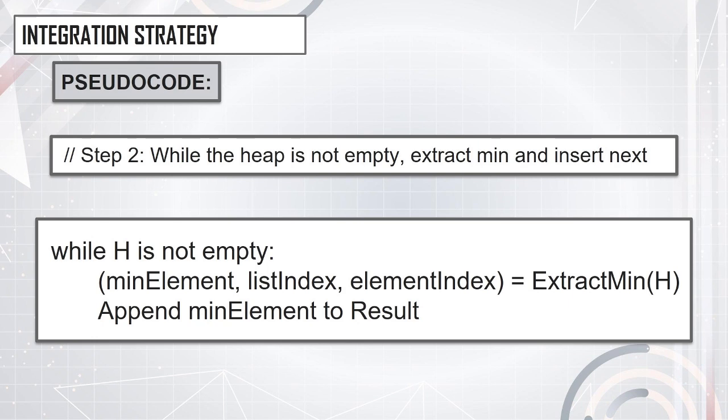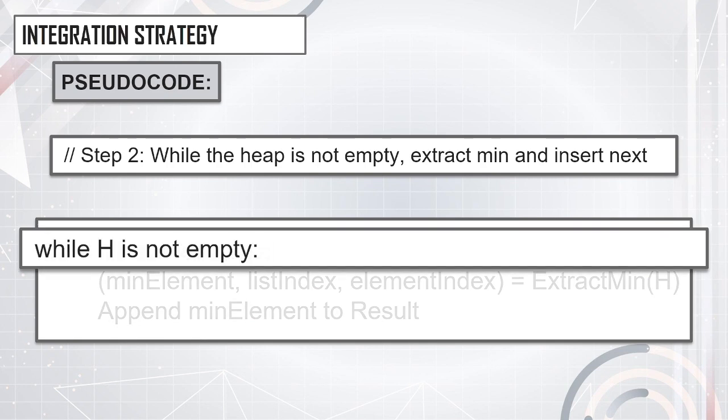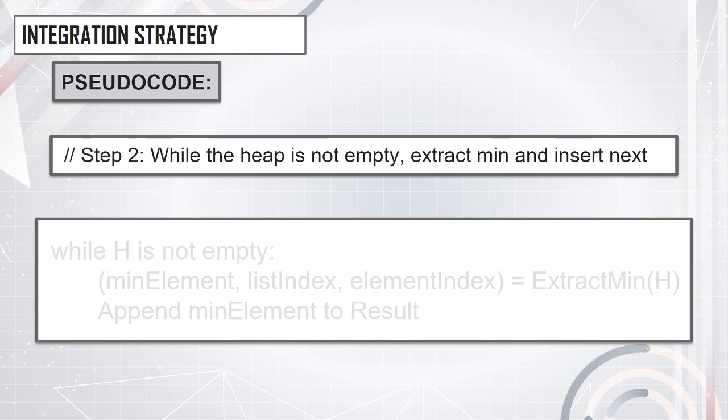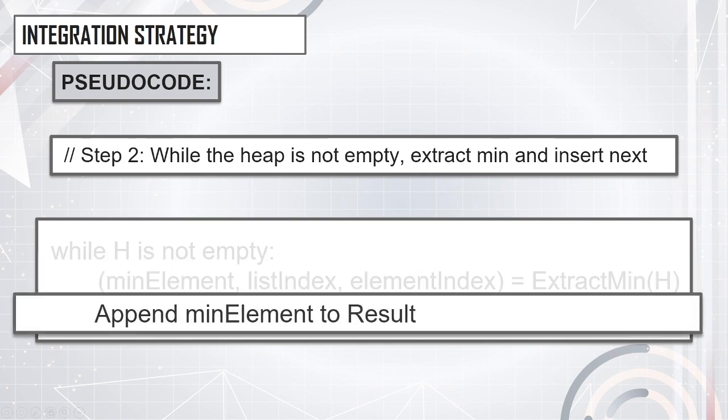Now, in the line-by-line explanation of the pseudocode, the first line wherein the algorithm continues until all elements are merged, meaning the second line will then remove the smallest element, which is at the root of the min heap, and return its value, original list index, and the index within that list. And lastly, in the last line, the smallest element is then added to the final sorted result list.